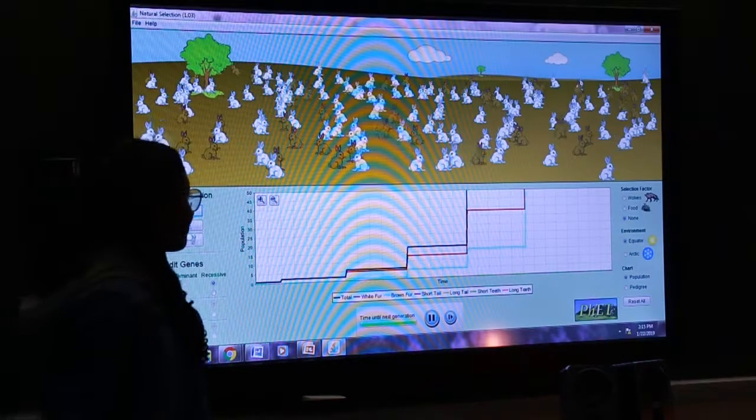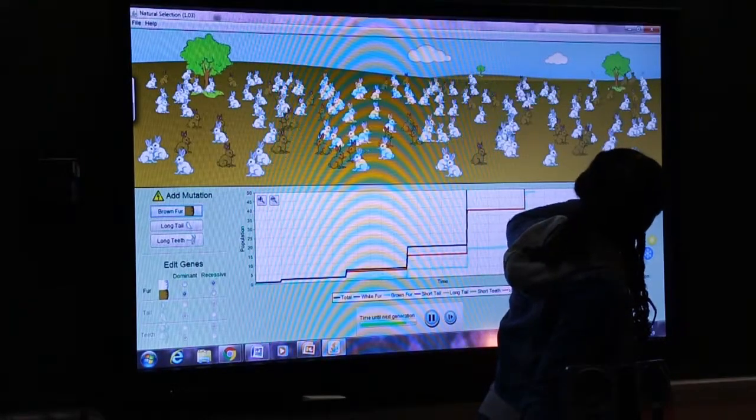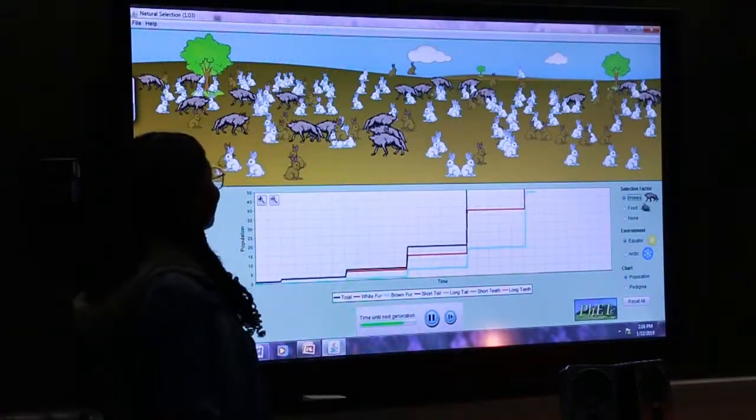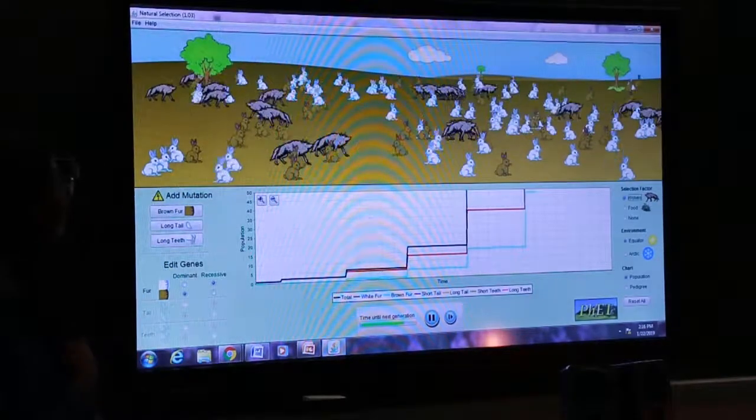Make sure you write down your observations. Okay, now let's introduce the wolves. Pay close attention to the behavior of the wolves. Oh, they're so cute. Here's the bunnies. Ooh, they're gonna eat them.